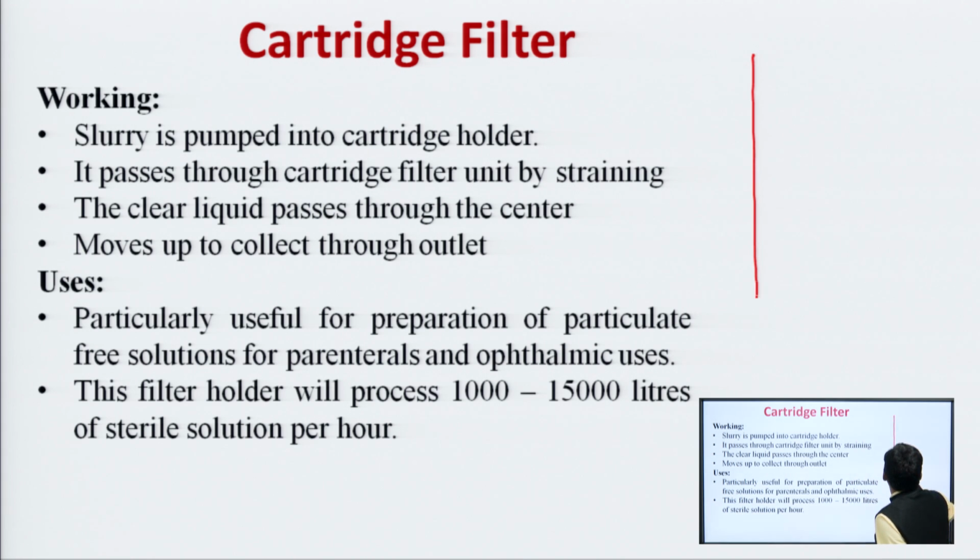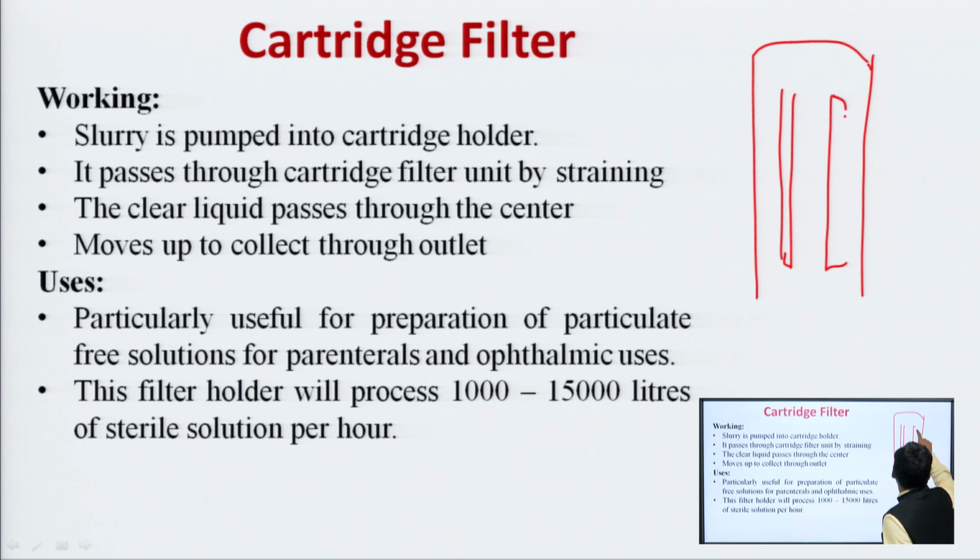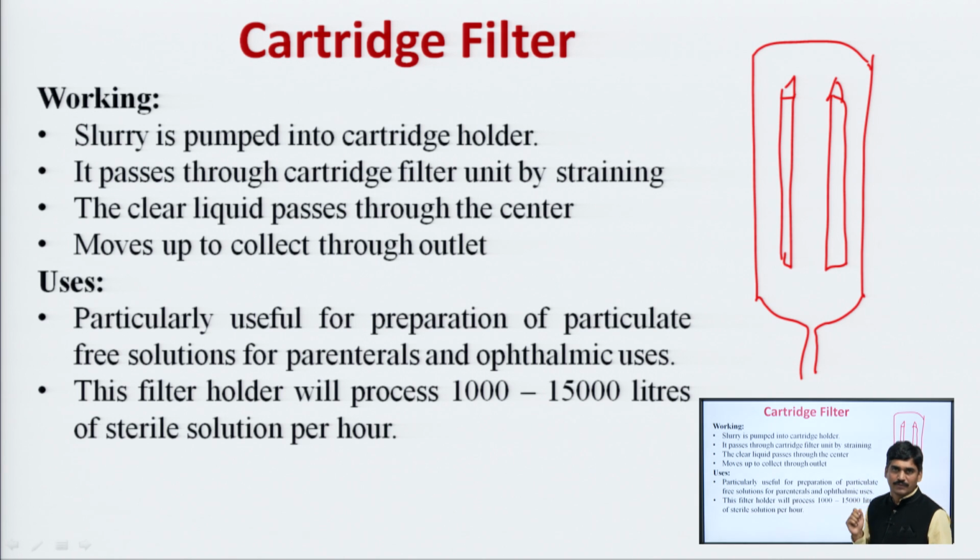Since it is cylindrical in shape, the cartridges are kept like this in the cartridge filter. So, two different cartridges are put into this cartridge filter. In this case, slurry is pumped into the cartridge holder. As soon as slurry enters into the cartridge holder, it passes through the different cartridge filter units by the straining mechanism.